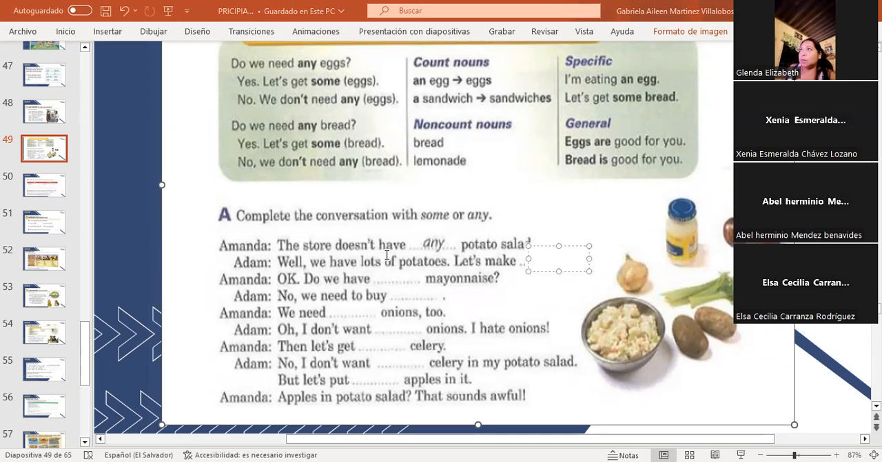Okay, the store doesn't have any potato salad. Well, we have lots of potatoes. Let's make some. Si alguien no está de acuerdo, diga, hey, teacher, I don't agree. I think it's any, okay? Discutimos eso, okay? We have to discuss. Next.